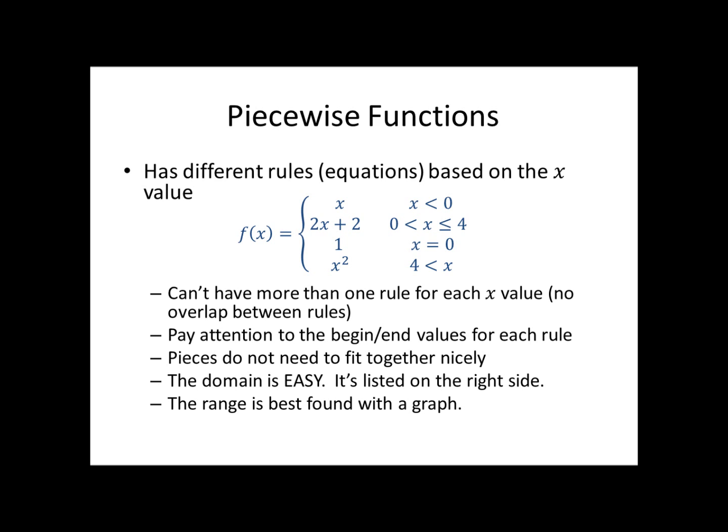Now, some important things to remember. We can't have more than one rule for each x value, which means that we can't have any of these rules overlap even by the tiniest bit. Pay attention to the beginning and ending values for each rule. Now, I want to point out that our first rule stops at 0, does not include 0. Our second rule starts at 0, but doesn't include 0. And that's okay. It's totally possible that some x value is not defined.